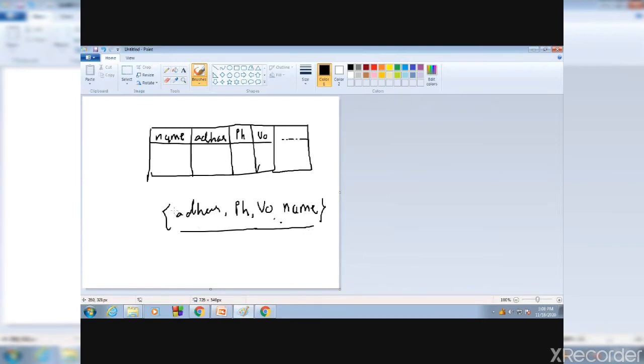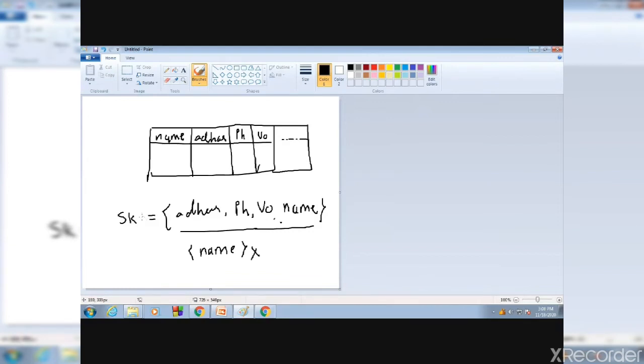So a set of attributes from which I can derive a tuple individually is called a super key. Here, if I am given only name, can I derive the tuple or row individually? No. So this is not a super key, whereas this one is a super key. Like this, how many super keys will be there in your table?